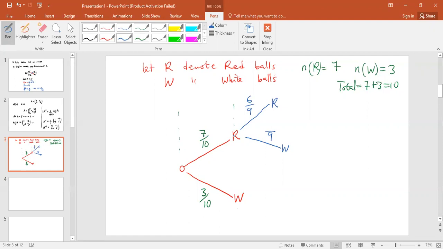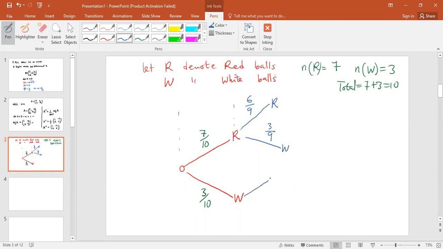Now, if we picked the red ball and we now pick the white ball here, the total for white is not affected, because we have said that we picked the red ball at first. So it will still be 3 over 9. So this is the second stem.